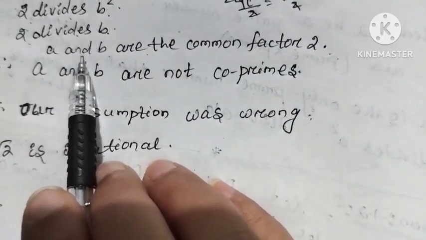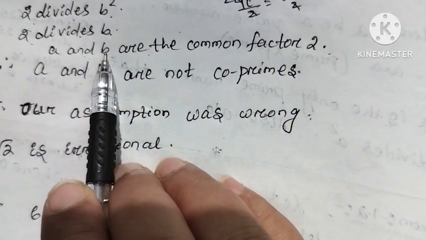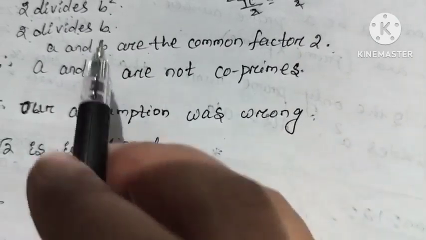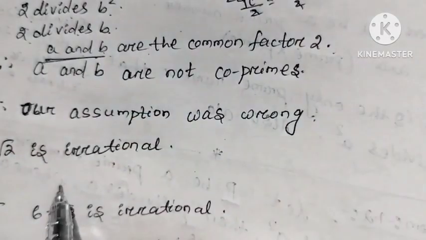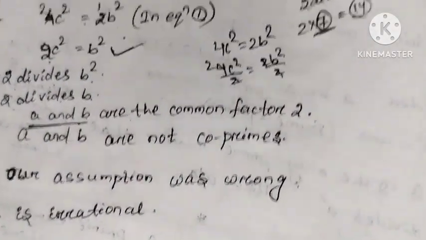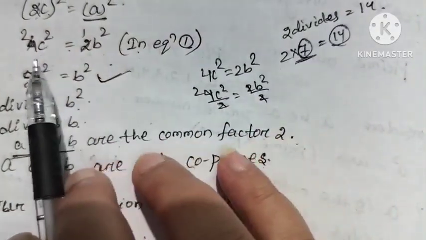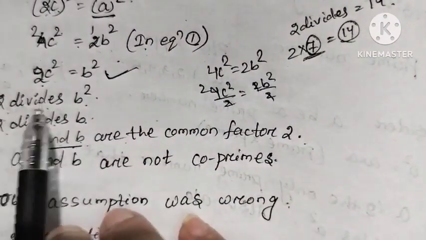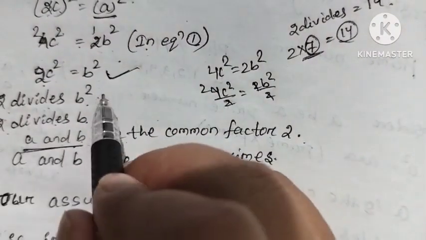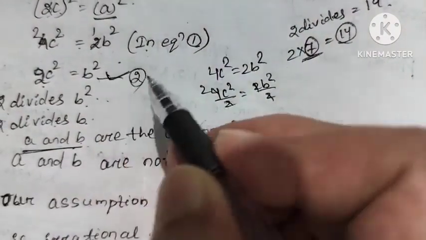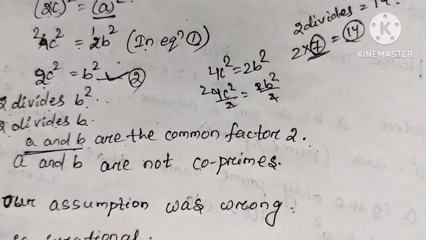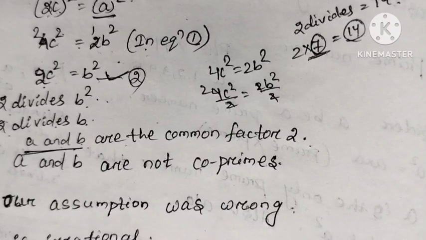But you took a and b as co-prime numbers. The HCF should be 1. But here it will be a contradiction. Because in equation 1, 2 divides a squared, and in equation 2, 2 divides b squared. Yes, this is equation 2.